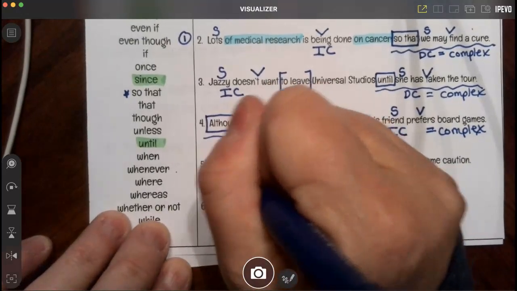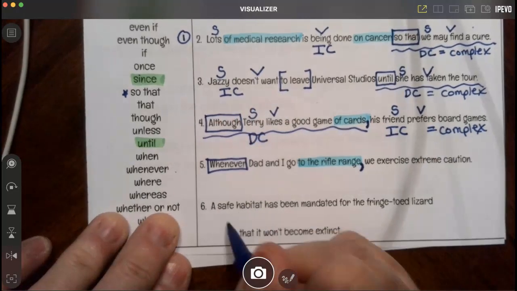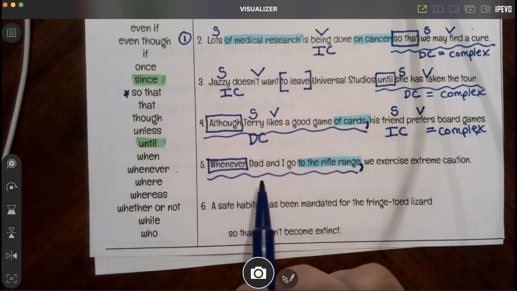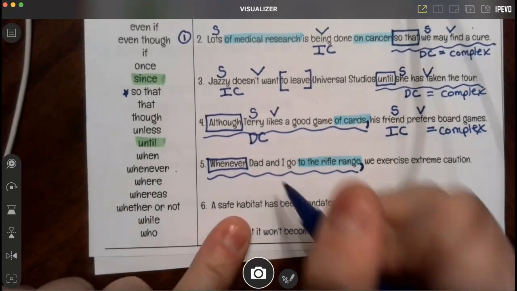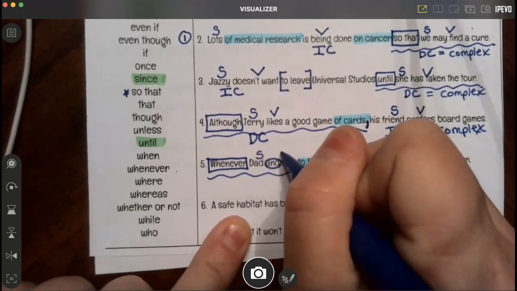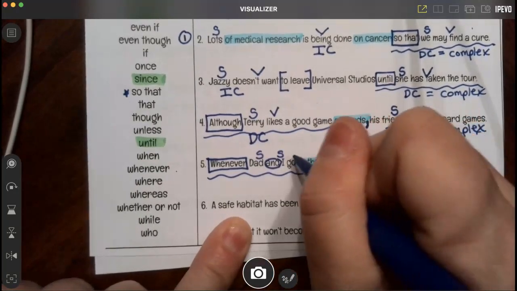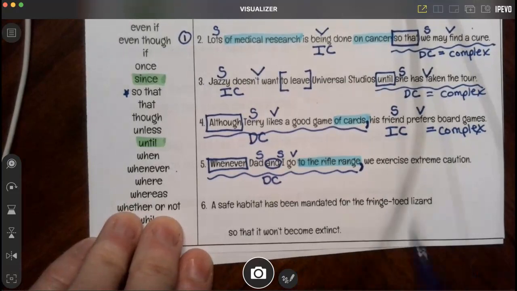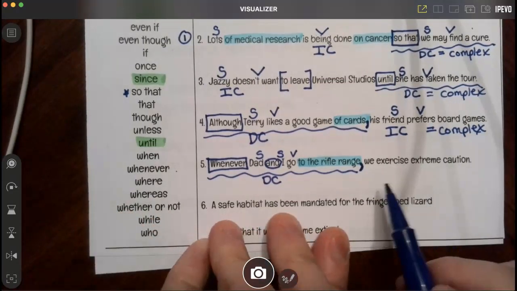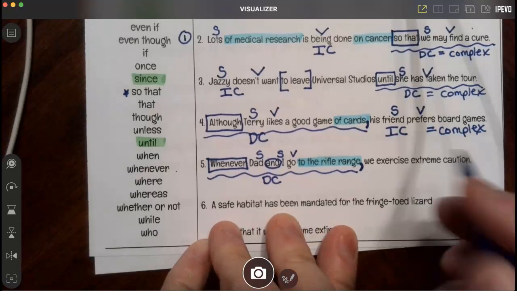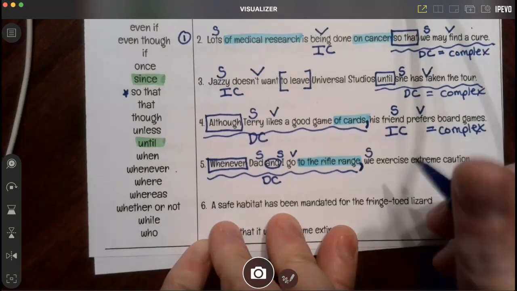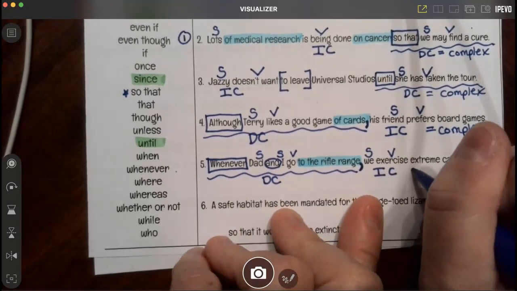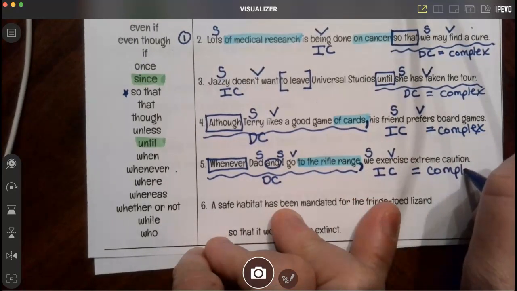So put a box around whenever. Whenever what? Whenever Dad and I go to the rifle range. If that's really a dependent clause, then I have to have a subject and a verb in there. And I actually see two subjects and verbs. It's about Dad and I. And what do we do? We go. So that's a dependent clause. If there's a dependent clause, there has to be an independent clause. We exercise extreme caution. What's the subject? We. And what do we do? We exercise. So that's an independent clause. And a dependent clause with an independent clause equals a complex sentence.